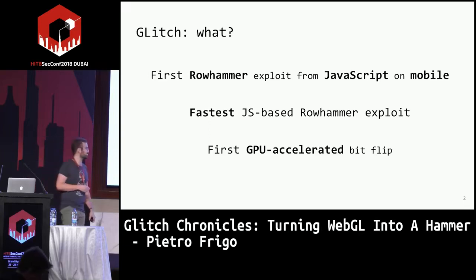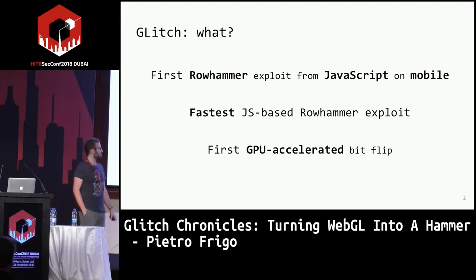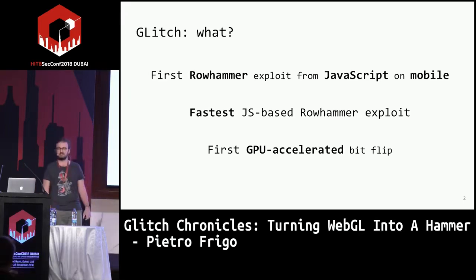And finally, which is probably the main contribution of this work, Glitch is the first GPU-accelerated Rowhammer attack. So we actually show that it's possible to trigger these bit flips not only using the CPU, but also using other means such as the GPU.